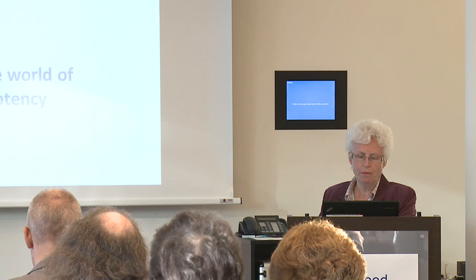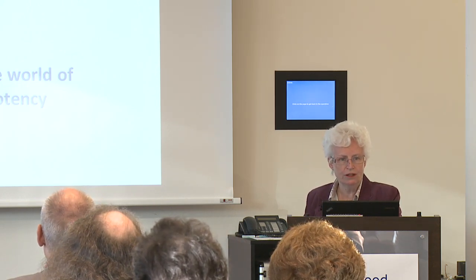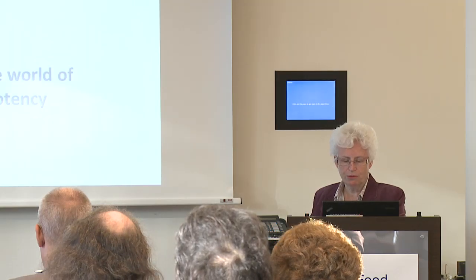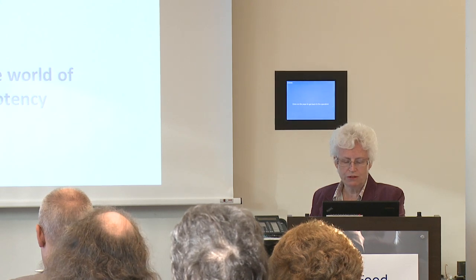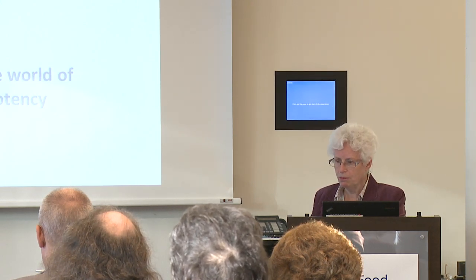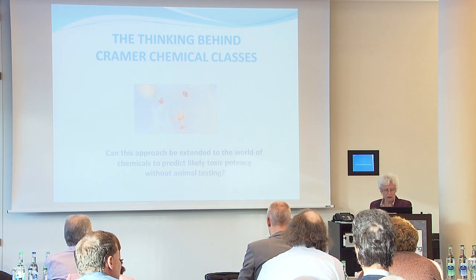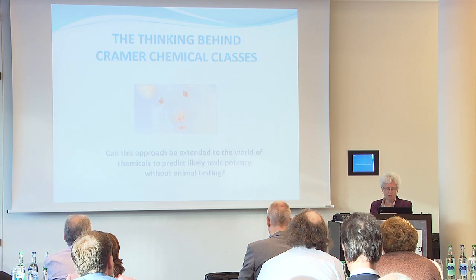So taking this thought about very closely related molecules, what Cramer, Ford and Hall did was to ask the question, can this approach be extended to the world of chemicals in general, using much broader structural classes in order to predict likely toxic potency, which would mean that such substances could at least have an initial evaluation without animal testing? Or you could give a view about a substance that, say, had popped up in the food chain, even if there were no animal test results or laboratory test results on that chemical.